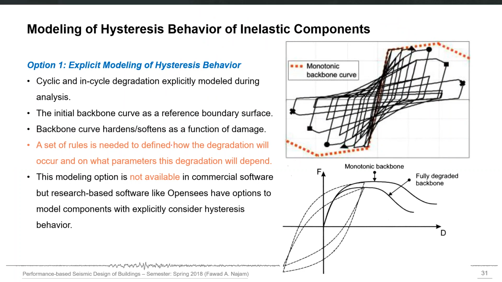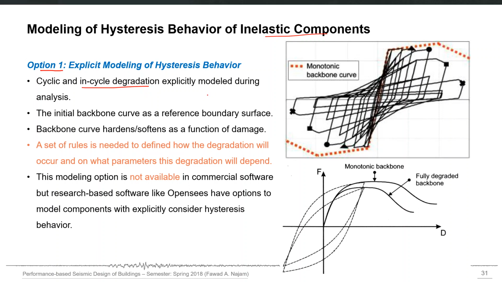So the very first option for modeling the hysteretic behavior in our inelastic components is called the explicit modeling approach. As we have discussed in the last class, there are two types of degradation: one is the cyclic degradation and the other is the in-cycle degradation. One is the degradation of stiffness and strength between different cycles, and the other is within one cycle you may have degradation in stiffness or strength. So in option 1, you explicitly model these types of degradation.